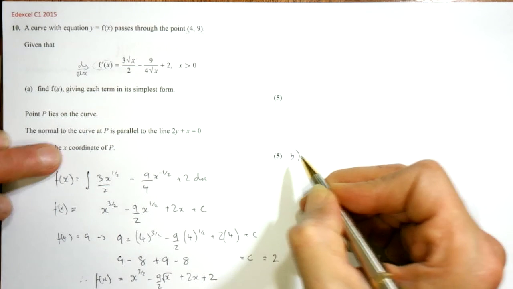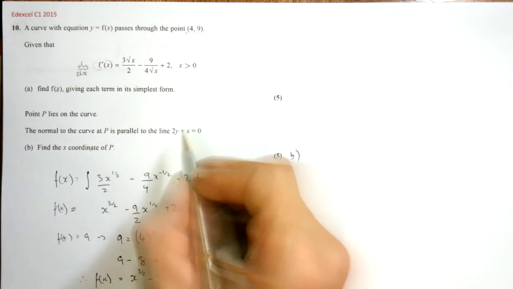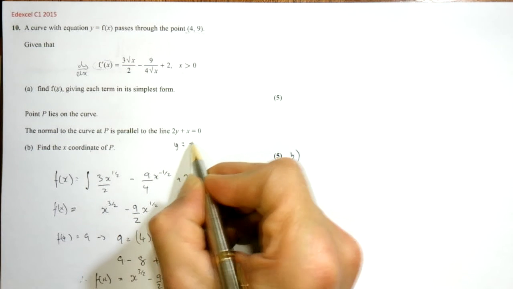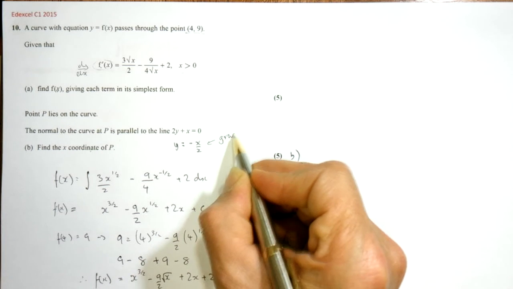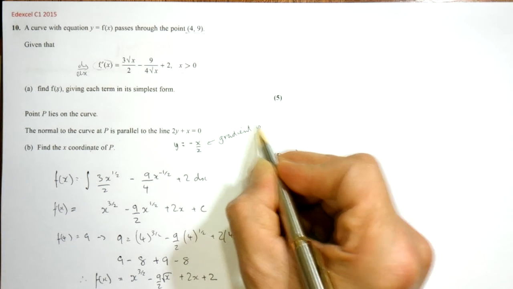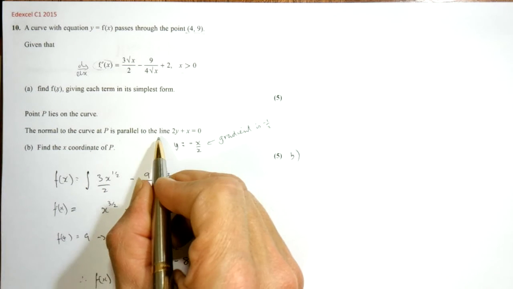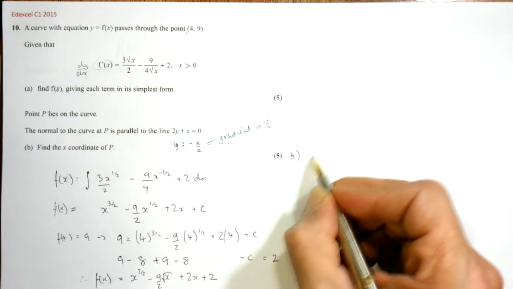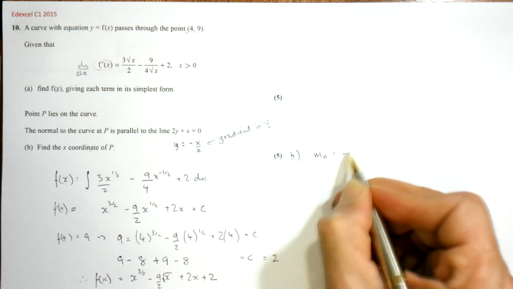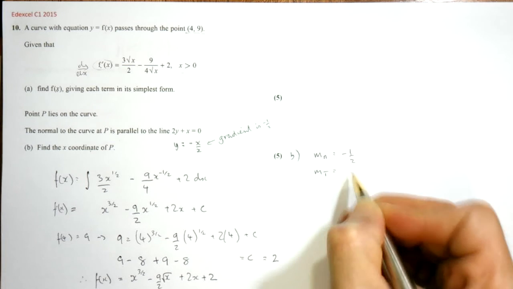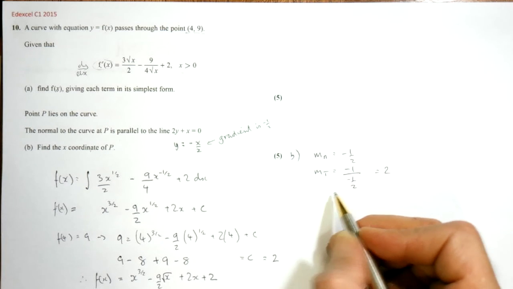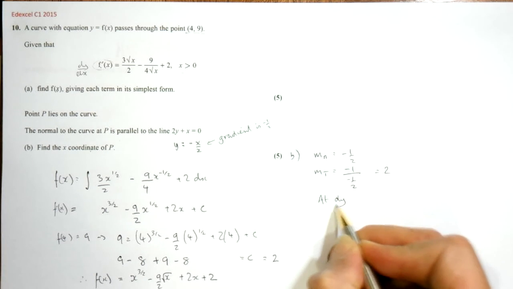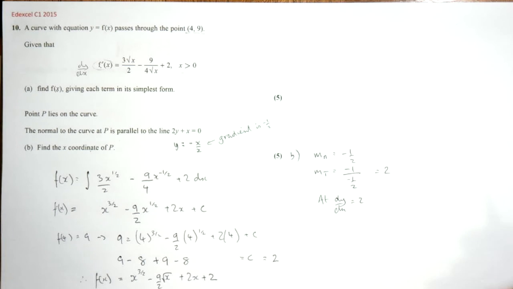Part B, find the x coordinate of P when the normal to the curve is parallel to this. Rearranging that, we've got y is equal to minus x over 2, and the gradient of that one is equal to minus half, of course. So the normal is parallel to that, so gradient of normal is equal to minus a half, gradient of tangent is equal to minus 1 over minus a half, which is equal to 2, and dy by dx is 2, because dy by dx is the gradient of the curve at any point, which is the same as the gradient of the tangent of the curve at that point.